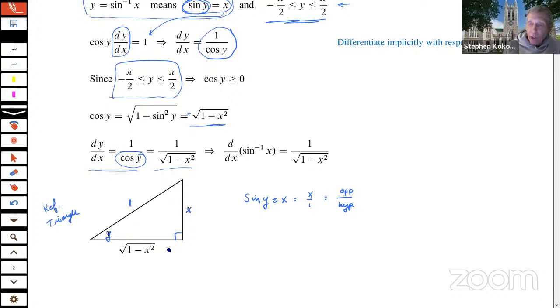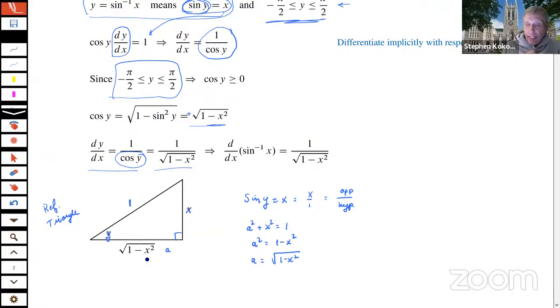So this side, I'll just call a for a second. It's unknown. But now I can use the Pythagorean theorem in order to find that side. So I know that a squared plus x squared is equal to 1 squared, or 1. I know that a squared is equal to 1 minus x squared. And I know that a is equal to the square root of 1 minus x squared. Now I have to think a little bit more. Is it positive or negative? It's representing a length in my triangle, but in my problem, I have to think about this. But because y is an angle between minus pi over 2 and pi over 2, it's positive.